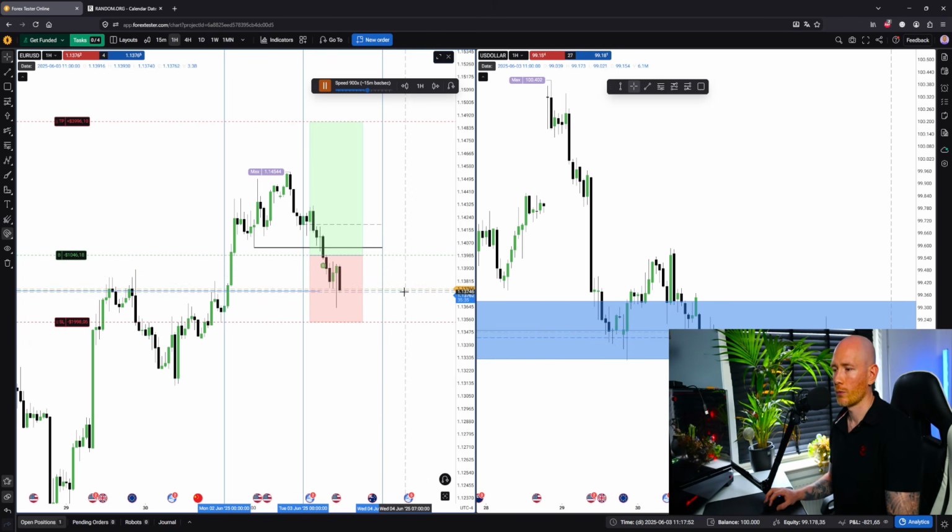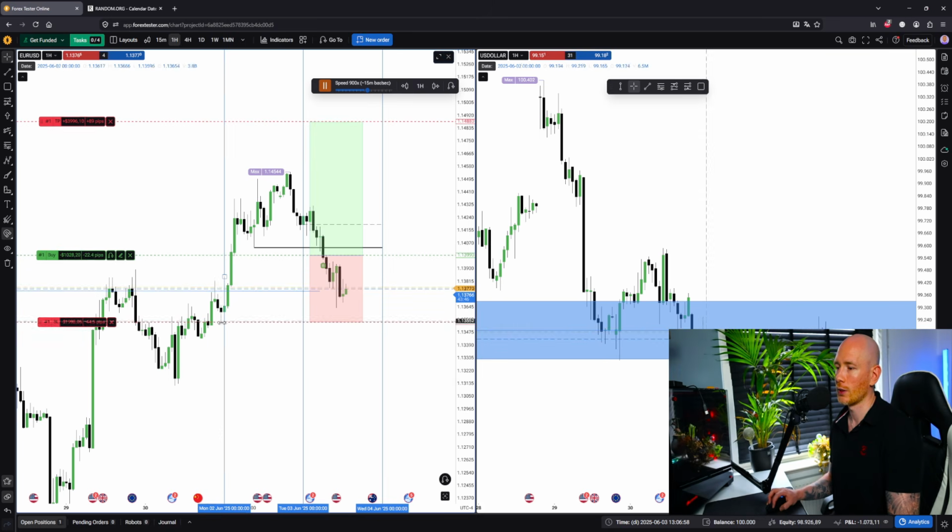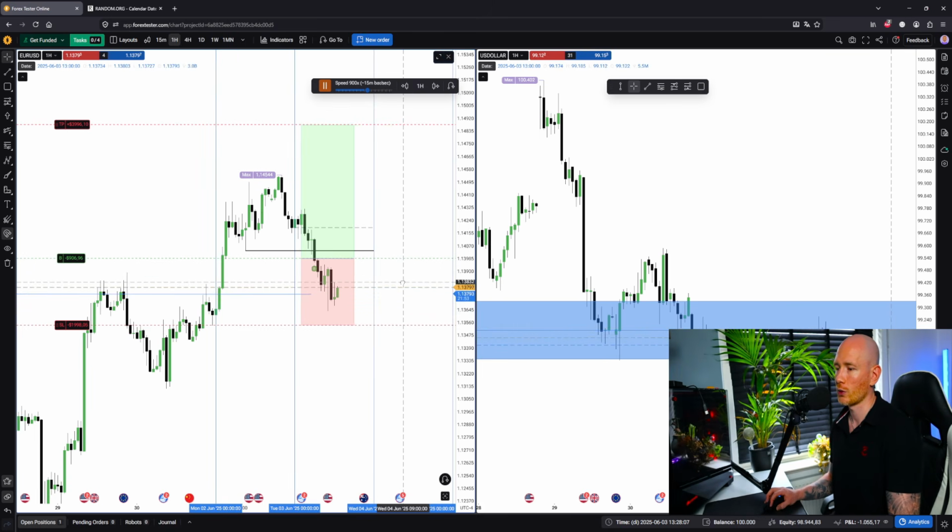I'm waiting. Luckily, the speed up is a lot easier than in real life. In real life, you will have to watch your trade sit in drawdown. You're going to be crying, right? You're going to be sad. But this low should stay intact if we're bullish, right? So that's what we're aiming for.